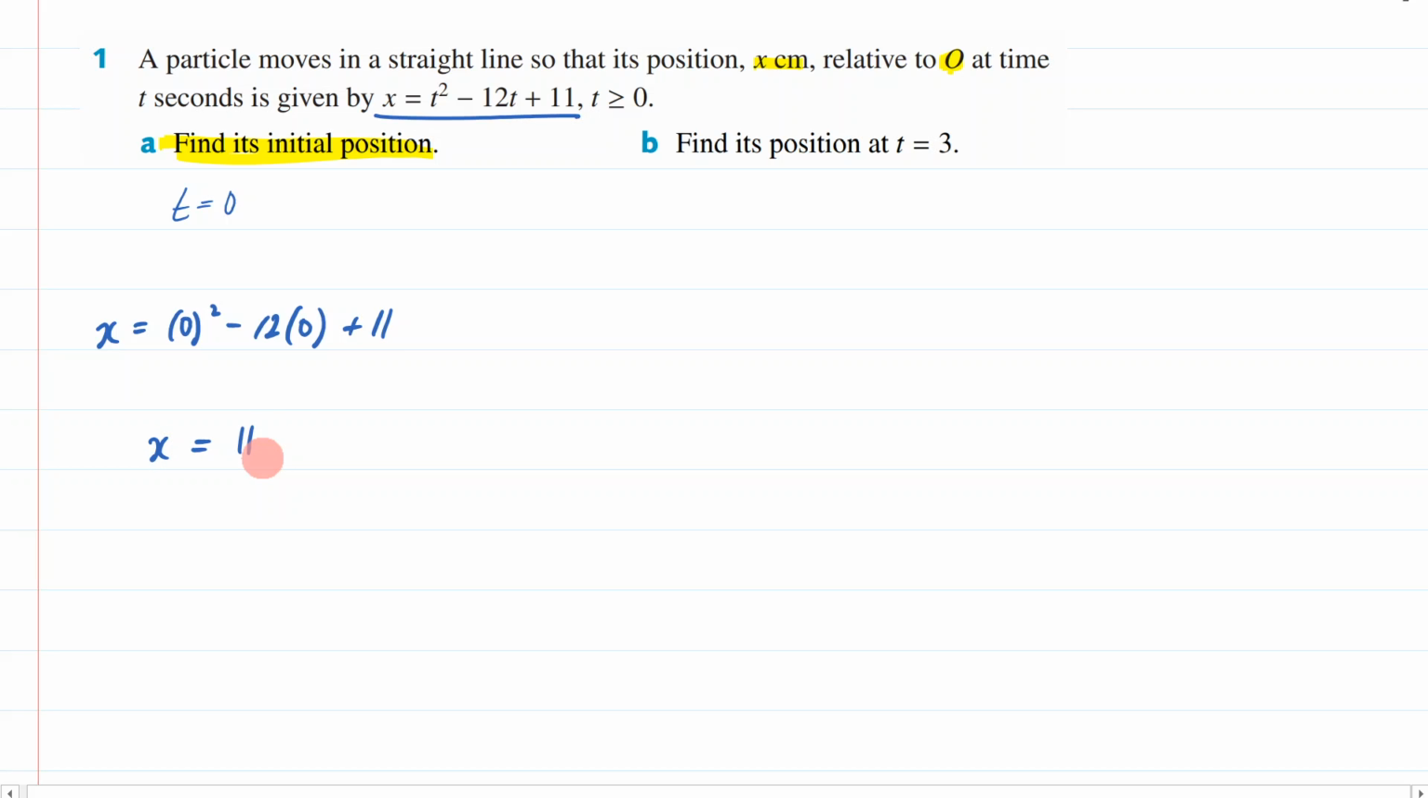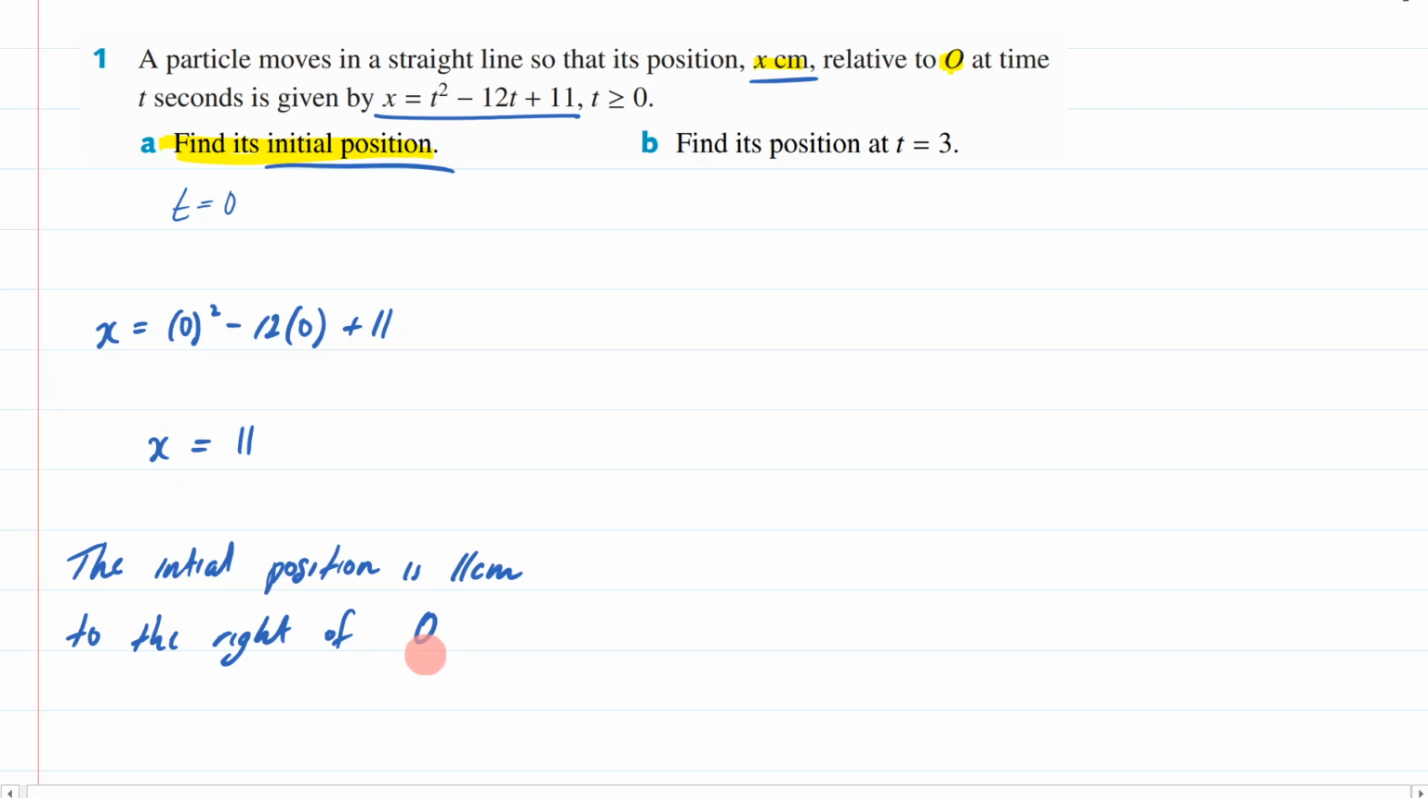Now it's important here that we actually write down what the initial position is and not just leave our answer like this. What we're going to say is that the initial position is 11 centimeters, because they've told me that x is in centimeters. And then importantly, to the right of the origin, because my number here is positive, I know it's to the right of the origin.